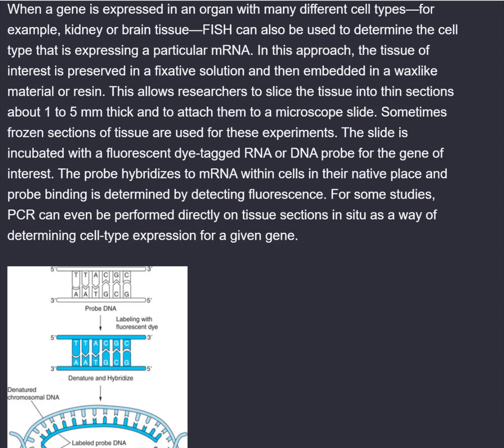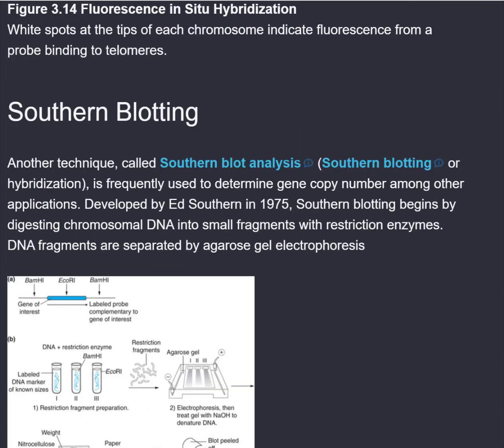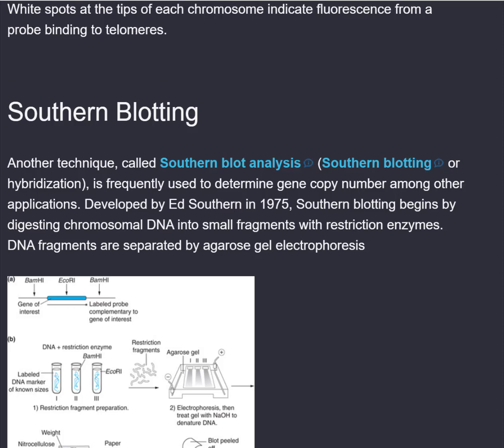The slide is incubated with a fluorescent dye-tagged RNA or DNA probe for the gene of interest. The probe hybridizes to mRNA within cells in their native place, and probe binding is determined by detecting fluorescence. For some studies, PCR can even be performed directly on tissue sections in situ as a way of determining cell type expression for a given gene. Figure 3.14 Fluorescence in situ hybridization. White spots at the tips of each chromosome indicate fluorescence from a probe binding to telomeres.